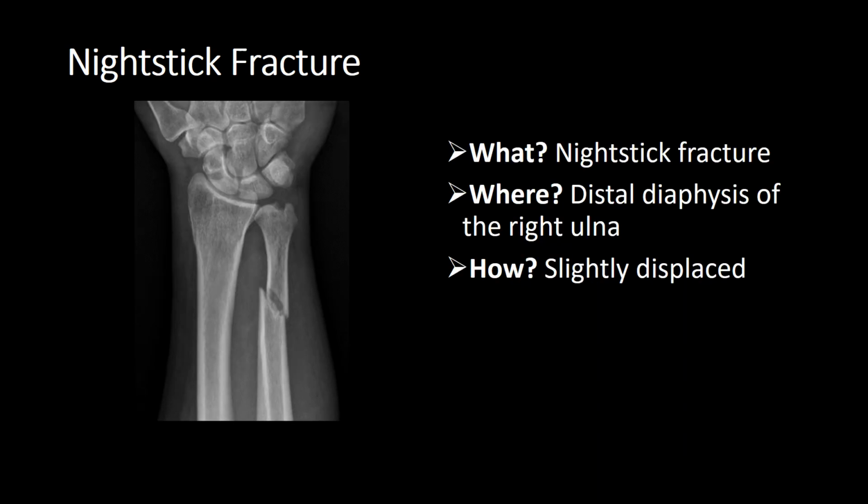Because this fracture has an eponymous name, it's important that in the description you use that name to describe the fracture. So what is it? It's a nightstick fracture. Where? It's the distal diaphysis of the right ulna. How? Slightly displaced.